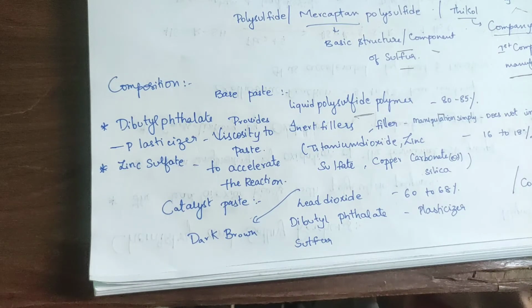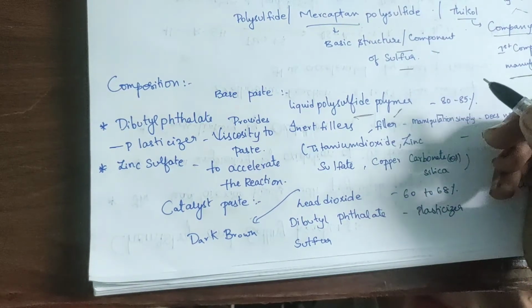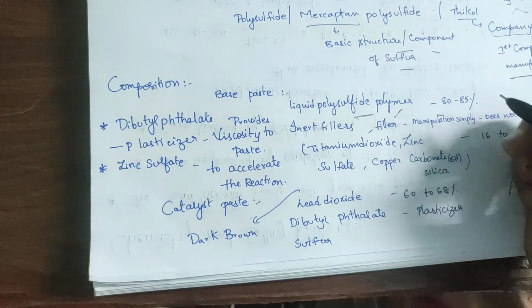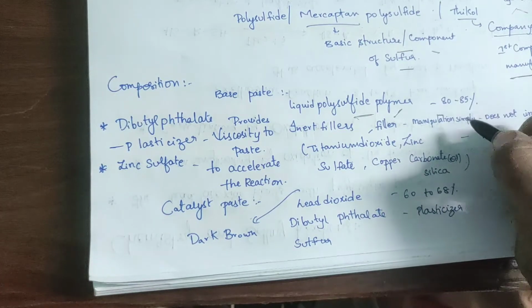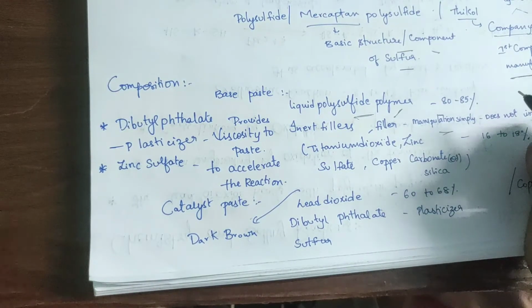For example, we have two things, light body and putty. In putty we have more filler. Because of more filler content, the putty is easy to manipulate, right? It increases the solidifying nature of the material. So that is the importance of filler.